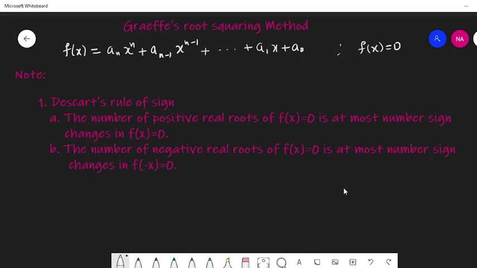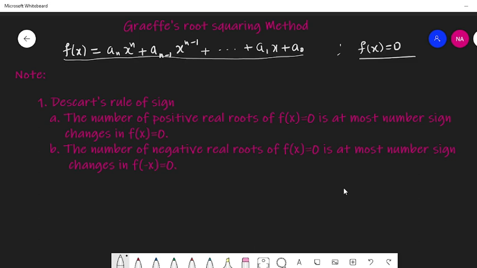In this video, we are going to discuss Graeffe's root squaring method, which is an iterative method that is used to find all the roots of a polynomial, which is of the form f of x equal to a n x power n plus a n minus 1 x power n minus 1 plus and so on a1x plus a naught. Sometimes we simply write f of x equal to 0.